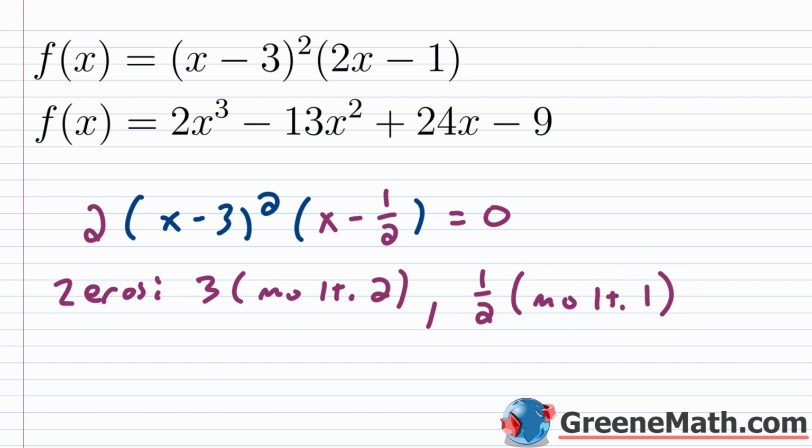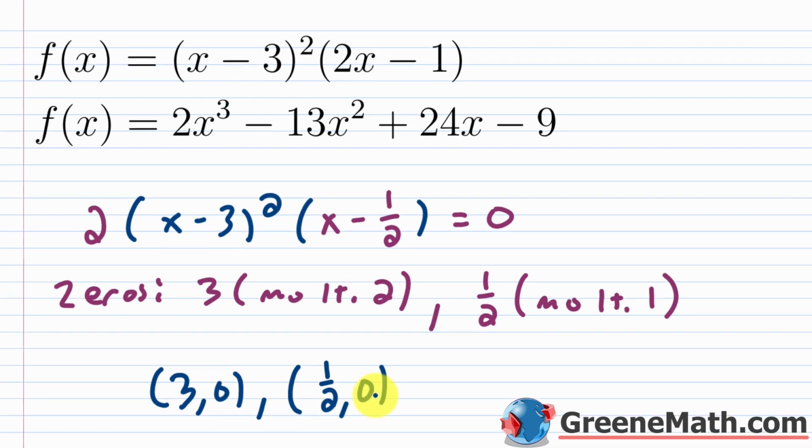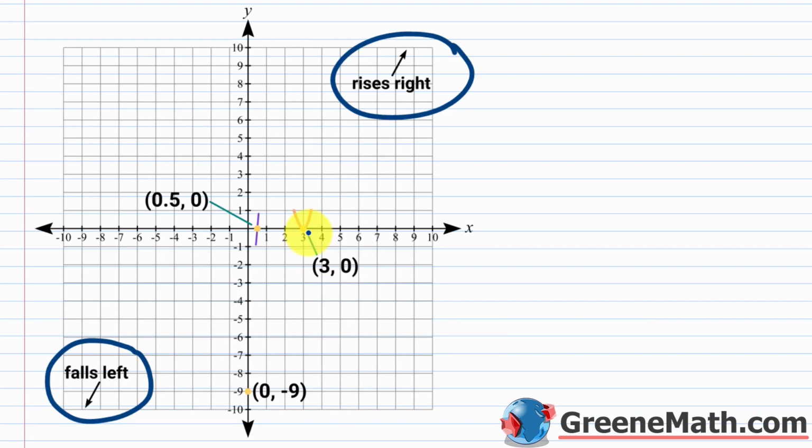So we know the x-intercepts here would be, this one is 3, 0. And again, it's going to touch there and turn around. And this one would be 1/2, 0. And there it's going to cross straight through. So here is your 3, 0. Again, it's going to touch and turn around. And then here is your 0.5, or you could say 1/2, 0. And it's just going to go straight through.